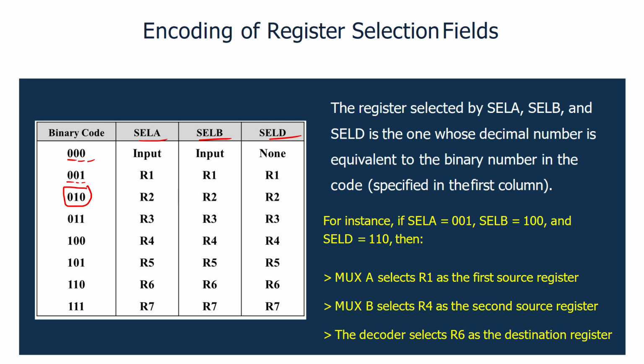So 010 means R2 is selected, for selection line A, B or D. For instance, if selection line A is 001, it means R1 is selected. When selection line B is 100, it means R4 is selected. So we have R1 and R4 selected, and selection line D 110 means R6. So the destination is R6 and we will be using R1 and R4 for some operation.